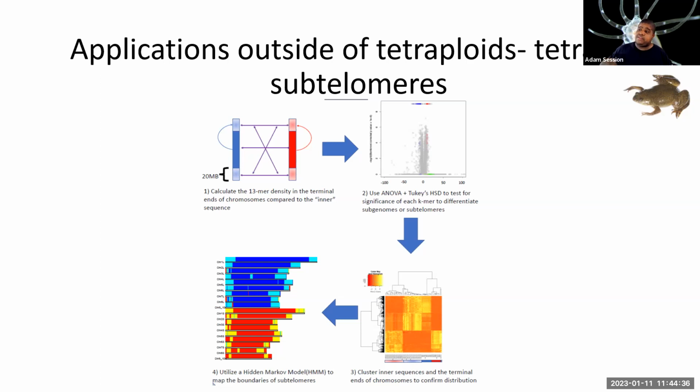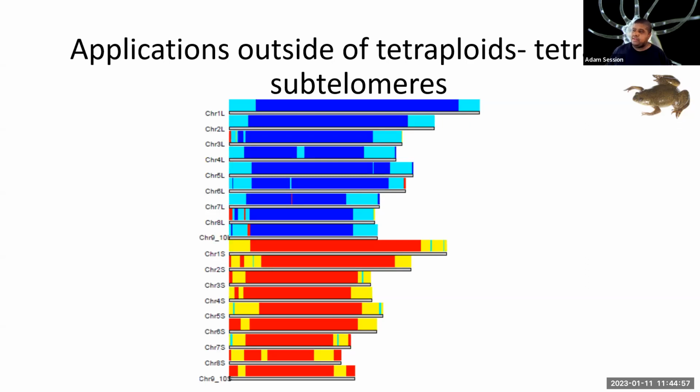But the idea is still very similar to what we talked about earlier, where you trim off the ends and count the K-mers within each group. So we have subtelomeres versus interchromosomal sequence. We're really just looking for enrichment, which we can judge by ANOVA and Tukey's HSD. And then finally, we can use a hidden Markov model to try to map the boundaries of the subtelomeres. The end result of that hidden Markov model is shown here.